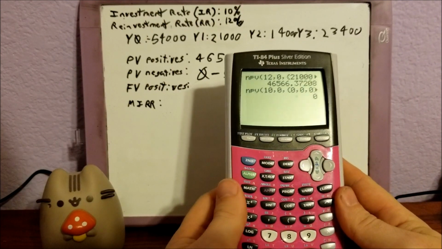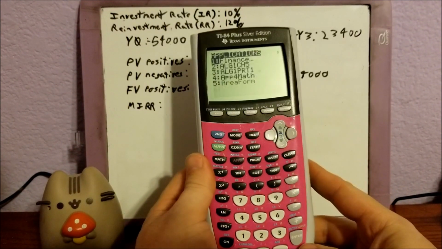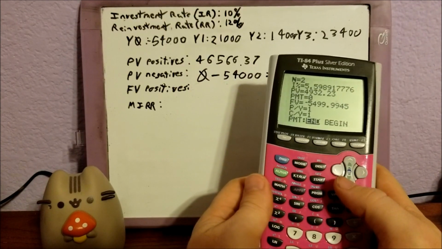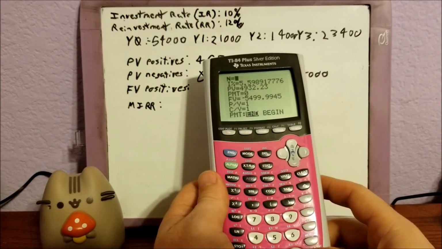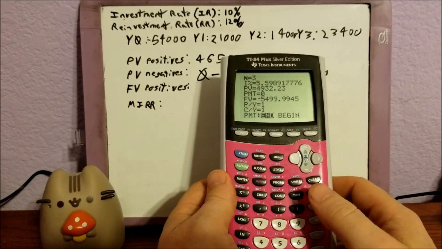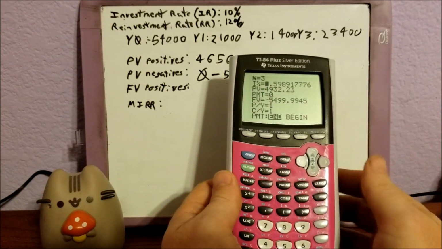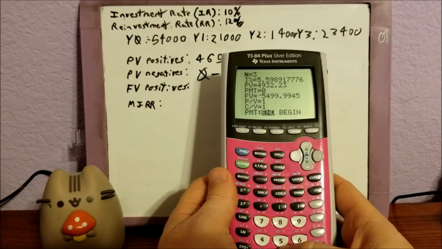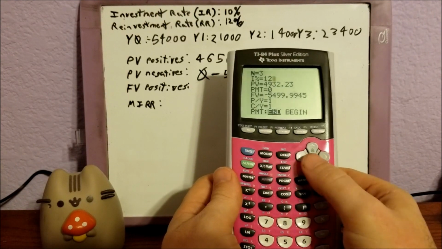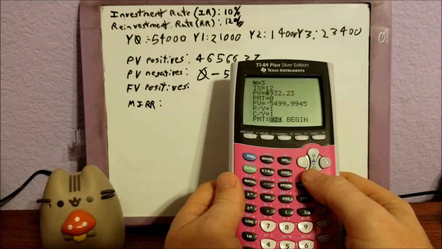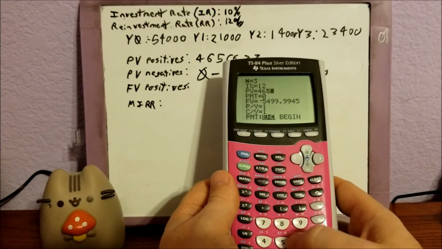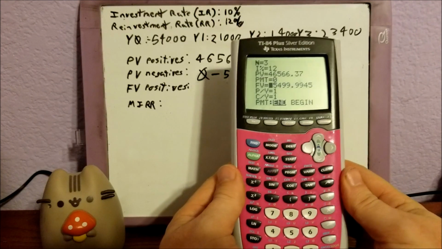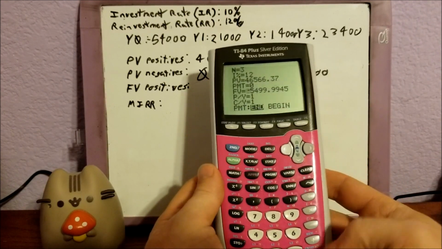The future values of the positives. So we're going to hit our apps button. We're going to go to our finance calculator, open up our TVM solver. This time, 3 years, so n equals 3. Our reinvestment rate, because we're doing the positives, the future value of the positive, reinvesting in the future, is going to be 12. Our present value is going to be 46,566.37. And we're going to solve for our future value. So alpha, solve.